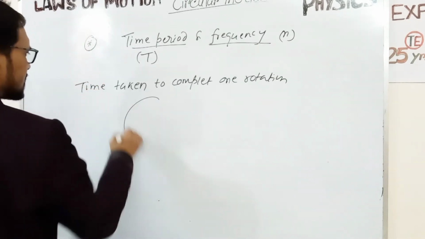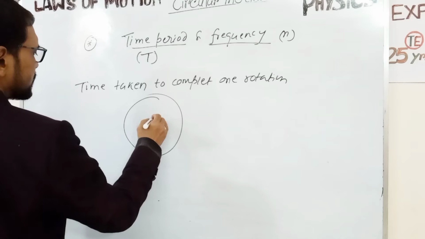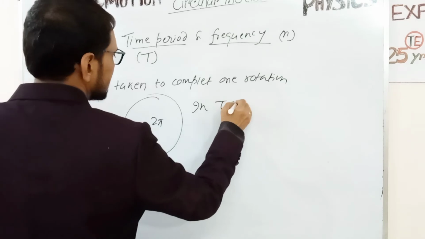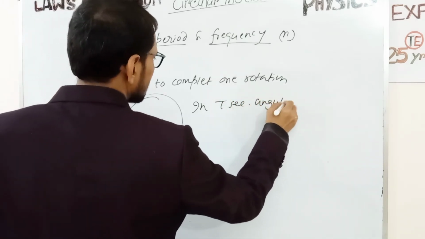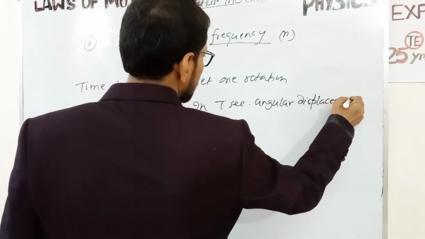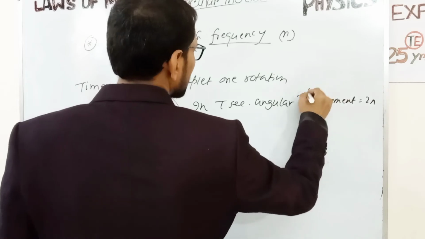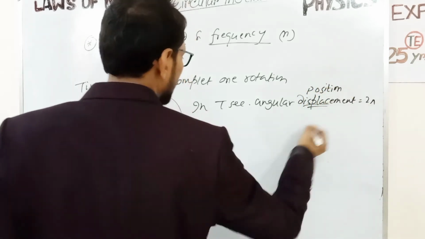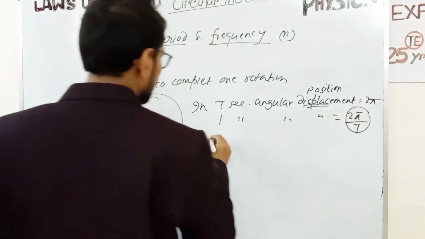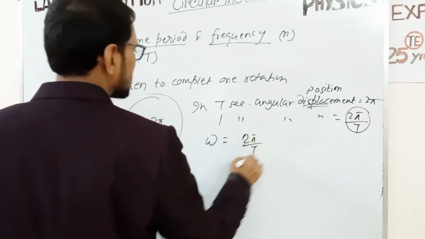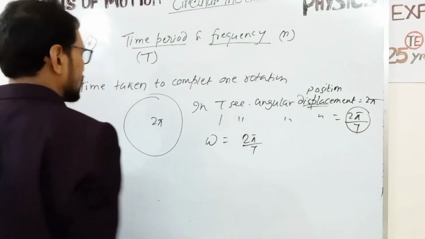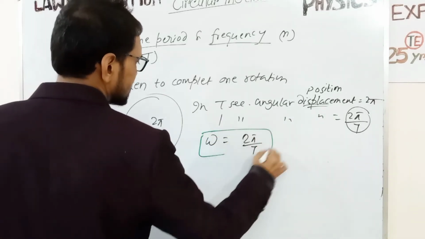The angle described in one time period is 2 pi. So in T seconds, the angular displacement is 2 pi, and in 1 second the angular displacement equals 2 pi by T. So this is called omega equal to 2 pi by T, because the angular displacement in 1 second is called the angular velocity. So omega equal to 2 pi by T. This is the important formula.